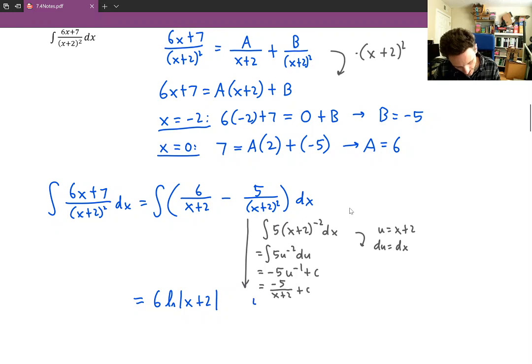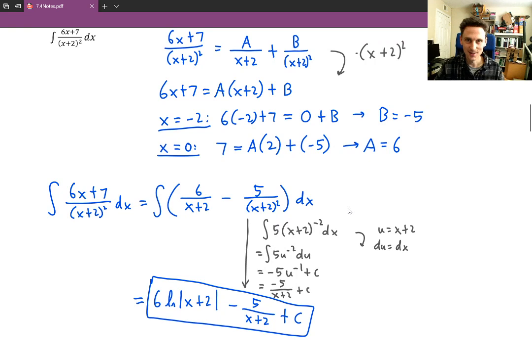So here we have -5 over x plus 2, and then we'll put our plus c at the end, and we're done. With a slightly crooked answer.